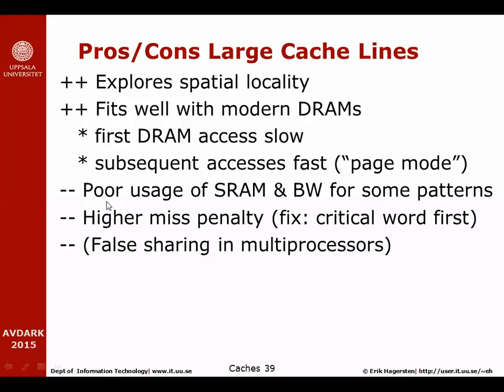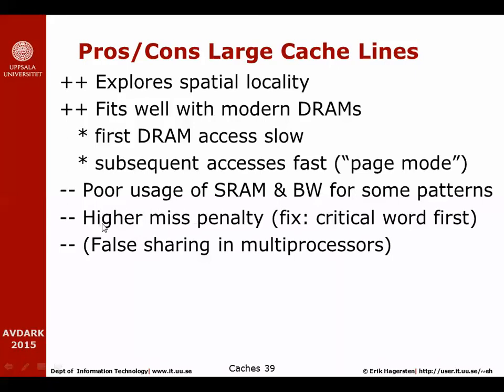However, if you don't have any spatial locality in your application, then large cache lines are a bad idea, because it's a poor usage of the SRAM. You're going to bring in lots of data that you never will access into the SRAM. Also, poor usage of bandwidth. You're going to bring data in and out of the cache for no good use. There could also be a higher miss penalty.